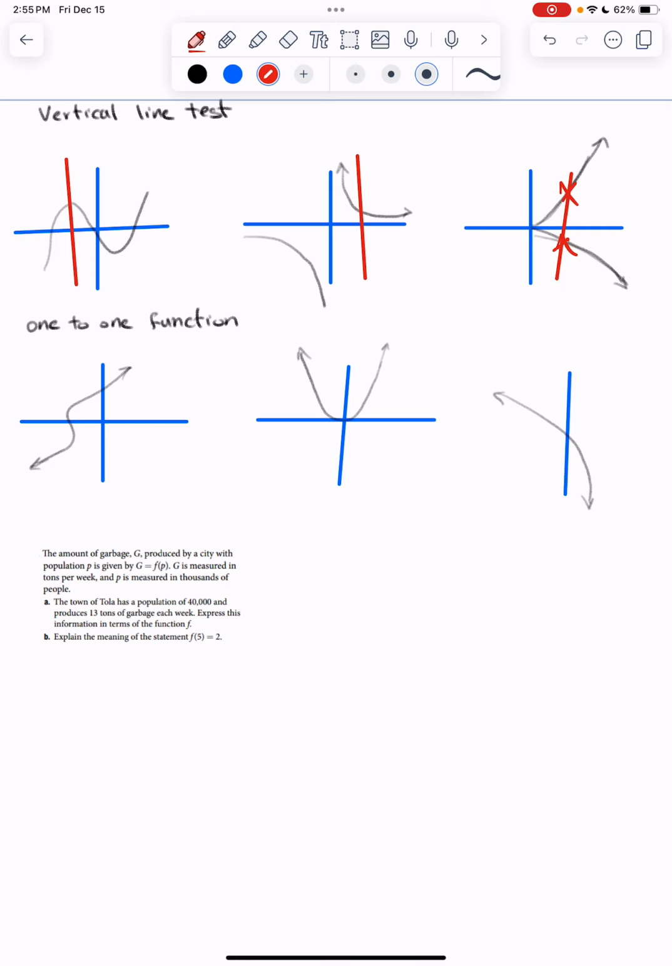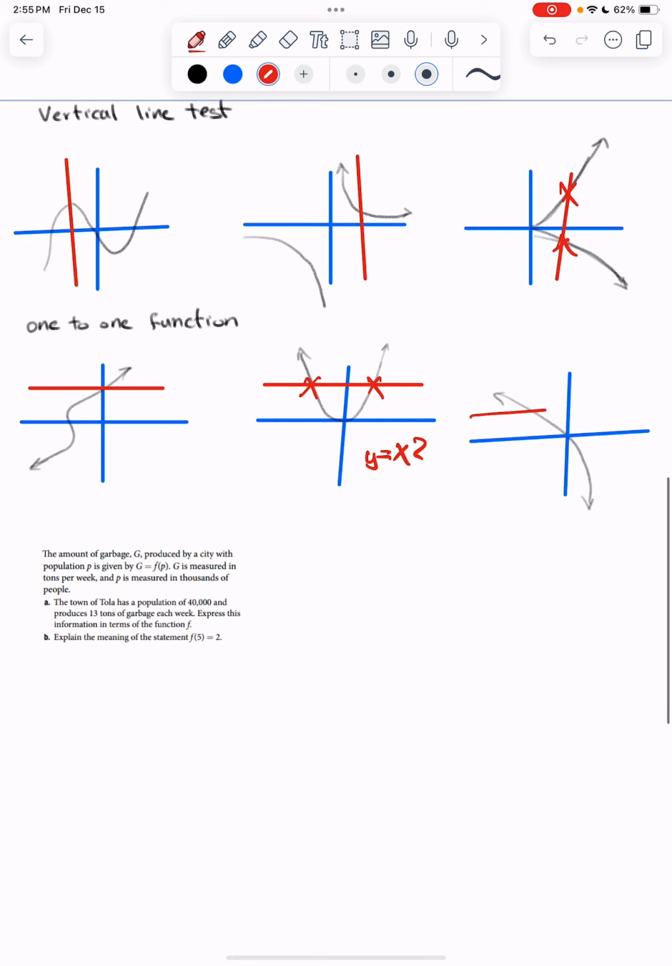There's another property for the function called one-to-one function. A one-to-one function is a function that if you run a horizontal line test, it should only cross it in 1 point. So y is equal to x squared, I mean, this is kind of like that, right? This is not a one-to-one function because a horizontal line test will cross it in more than 1 point. And this is also a one-to-one function.